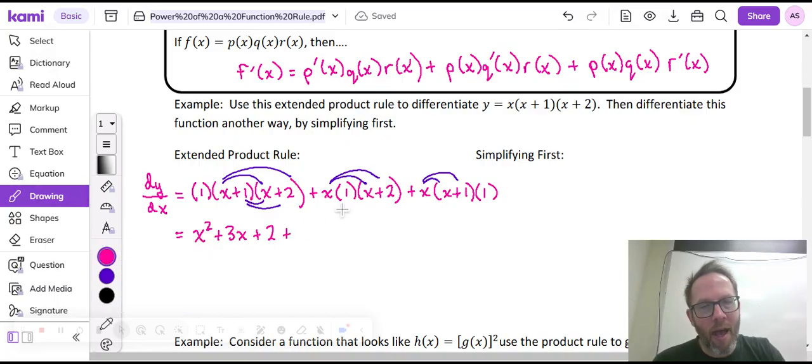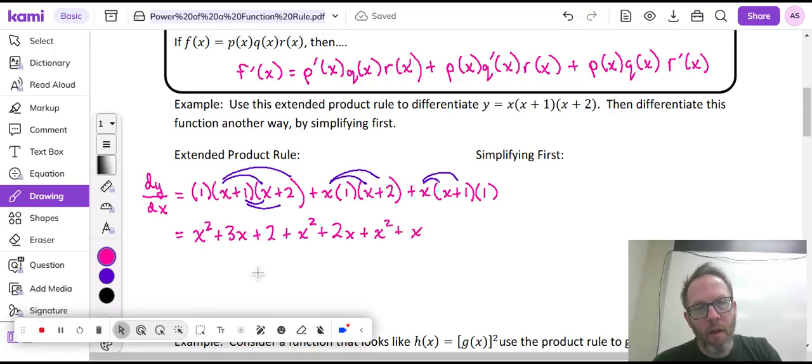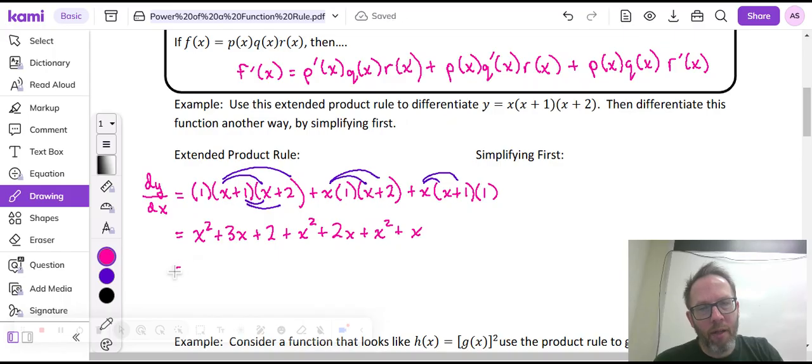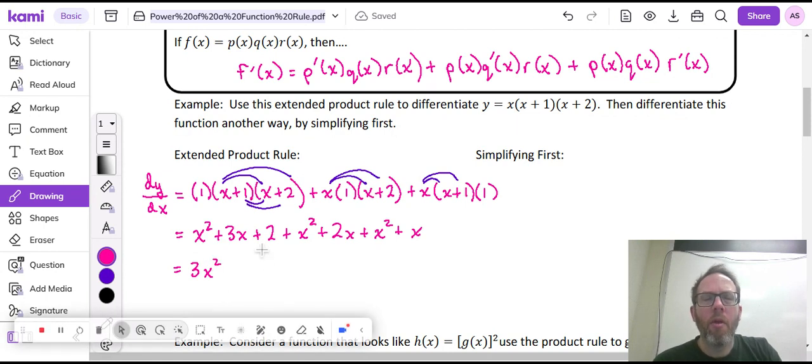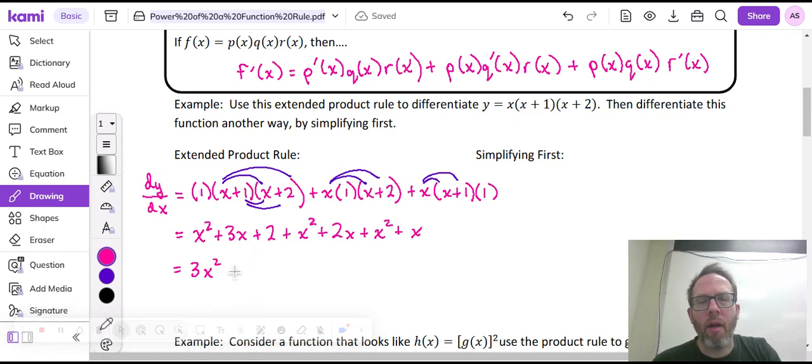And then what do we have? We have x times x plus 2, so x squared plus 2x. And then we have x times x plus 1, so that's x squared plus x. And then we'll collect like terms. x squared, x squared, x squared, that's 3x squared. 3x and 2x is 5x.